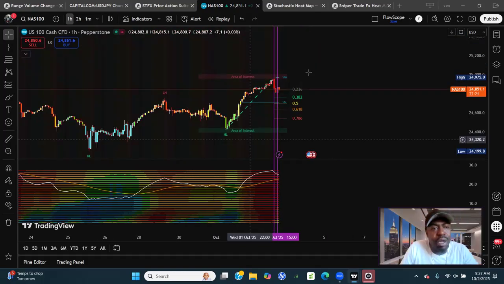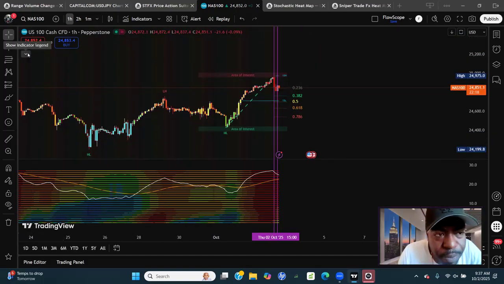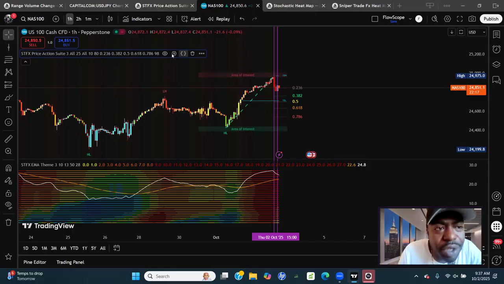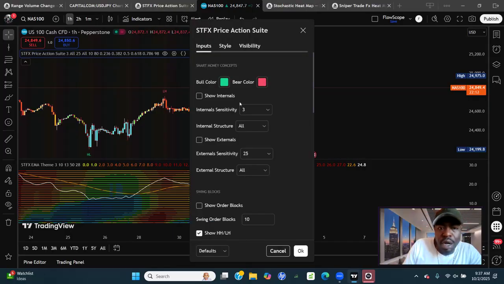Okay? Now, we have some more things I need to show you. If you go to the Sniper Trade FX settings, we have a couple of things you can add and not add. So the first thing I'm going to show you is order blocks.